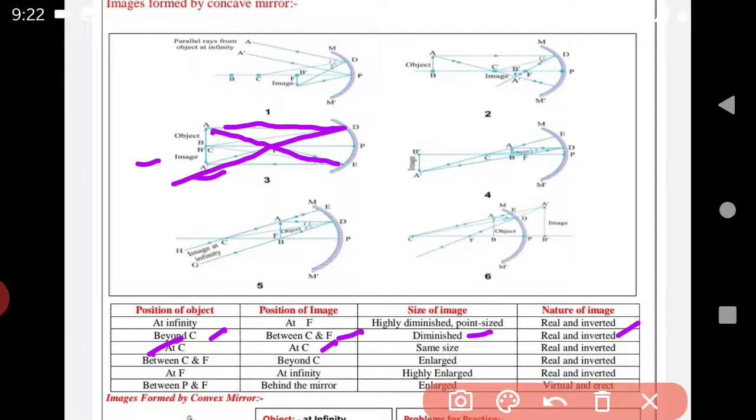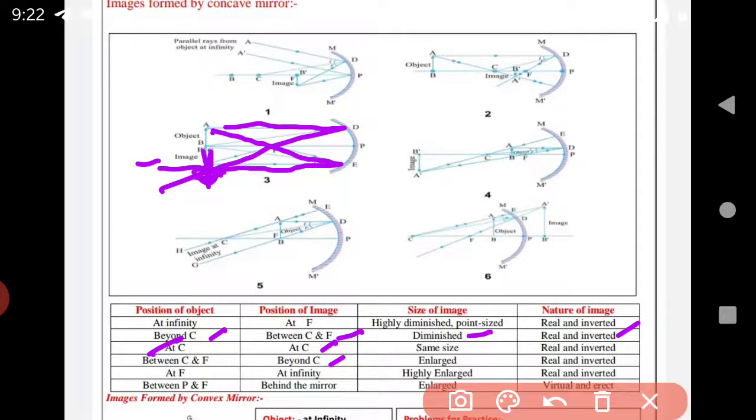The ray passing through the focus is reflected back and runs parallel to the principal axis. That means the two rays intersect at this point, and this point is just opposite to the object, and the image is formed just opposite to the object, of the same size, at the same place, at the C position.